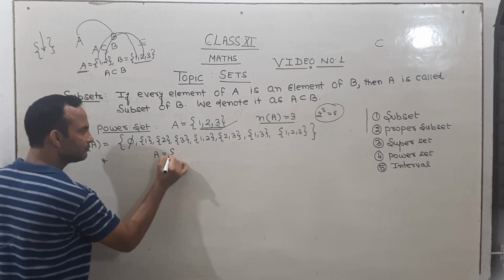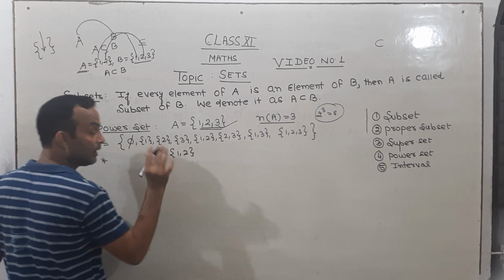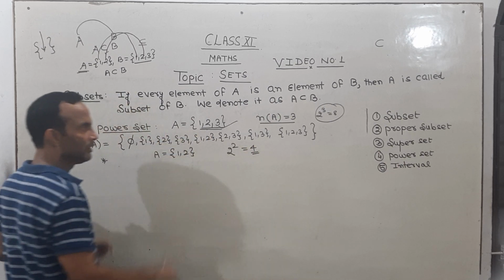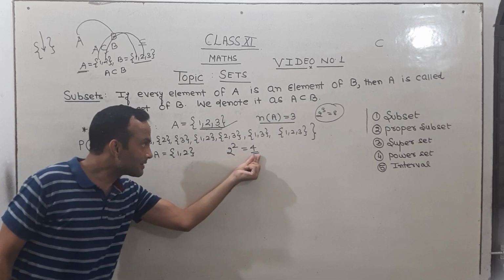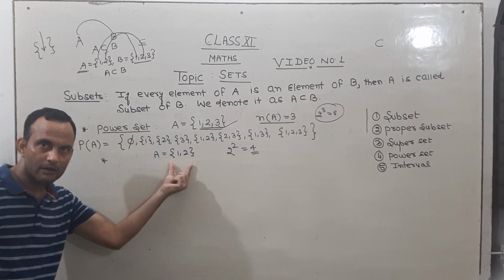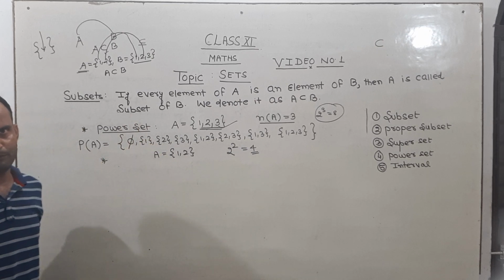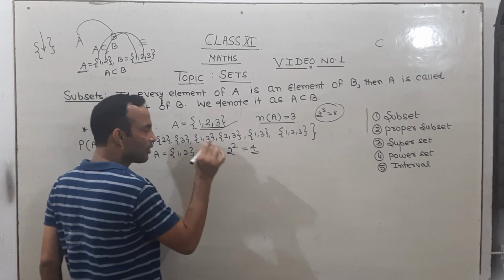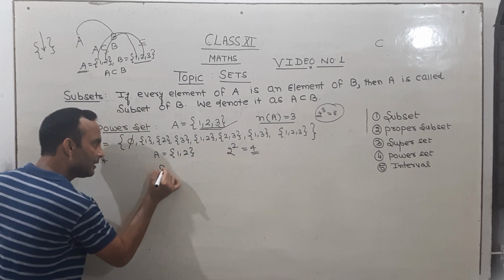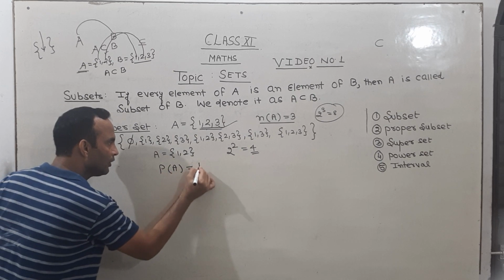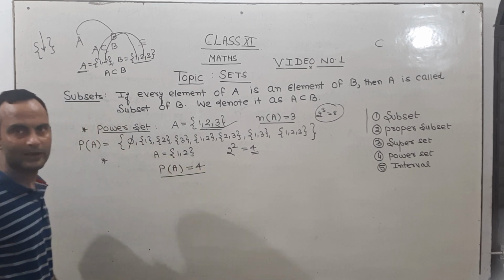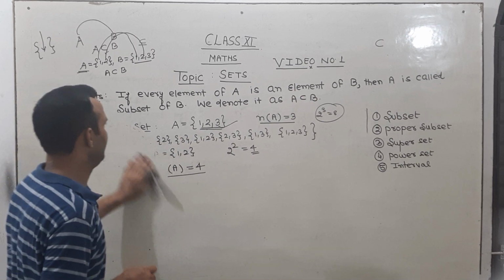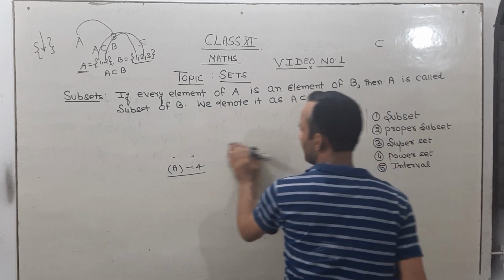A is equal to {1, 2}. Number of subsets is 2 raised to the power 2, which is equal to 4. So 4 subsets will be formed of the set, and all those subsets will come in the power set. Therefore, the number of elements present in the power set of A is equal to 4. Okay? Now see the next concept. I hope you understood well.